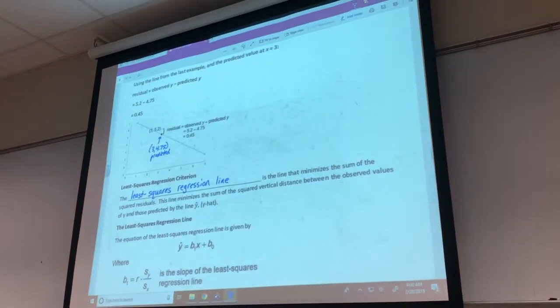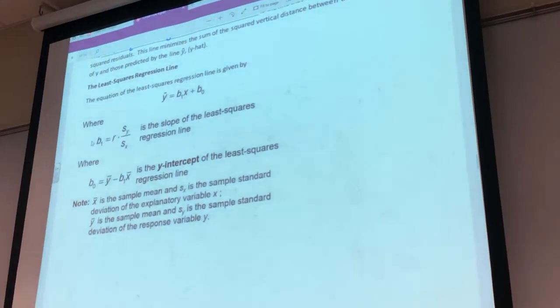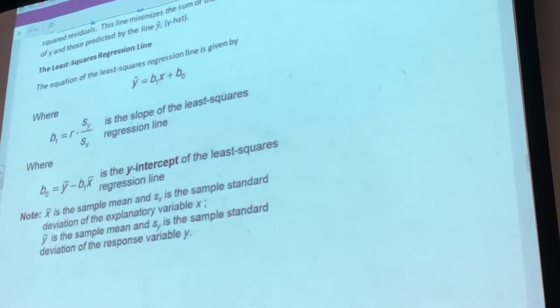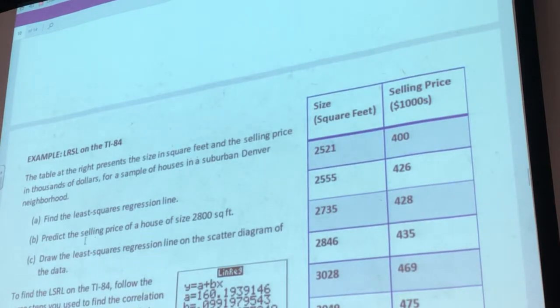I think there might be one on the homework. This is the one where I think they actually give you the values, and you can use these formulas if you want to, or you could just plug it in the same way we do all of the other ones. So these are the formulas that you can use. It requires you to know R, your standard deviations, and your averages, but it's much easier just to do it on your TI-84 down here.